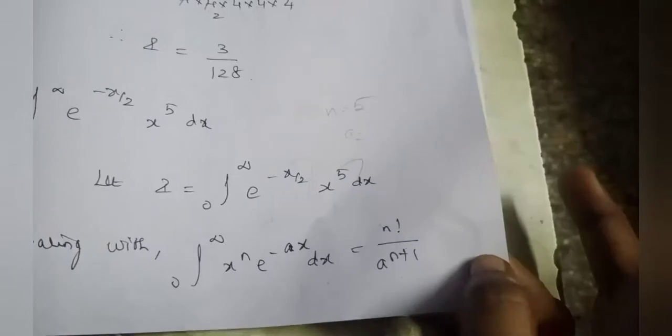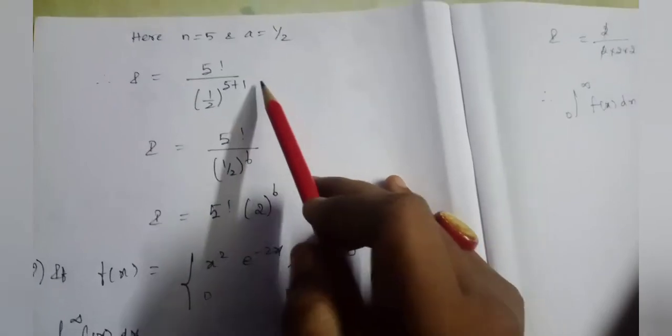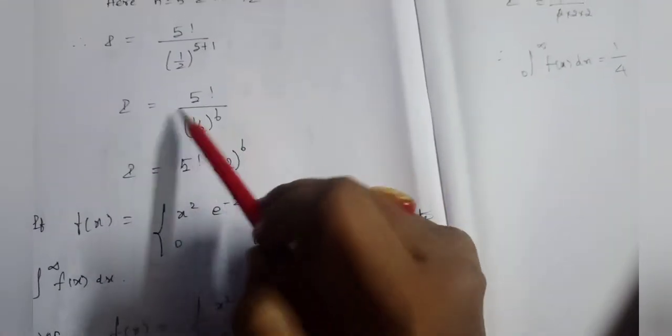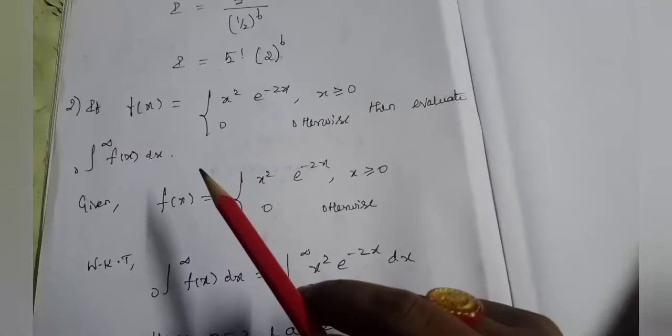Substitute. What is the formula? The formula is n factorial divided by a to the power n plus 1. So 5 factorial divided by, a is 1 by 2, so 1 by 2 the whole to the power 5 plus 1. So you are getting I is equal to 5 factorial divided by 1 by 2 the whole to the power 6. So it is nothing but 1 to the power 6 by 2 to the power 6. When I take the denominator to the numerator, this becomes 5 factorial into 2 to the power 6.